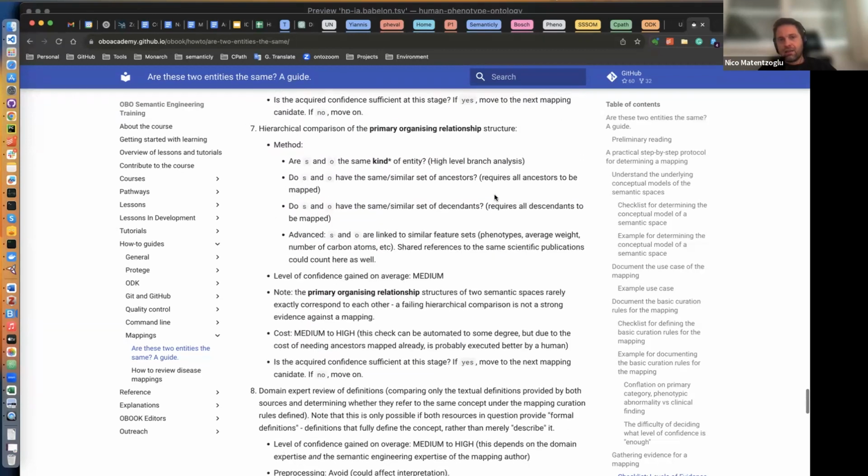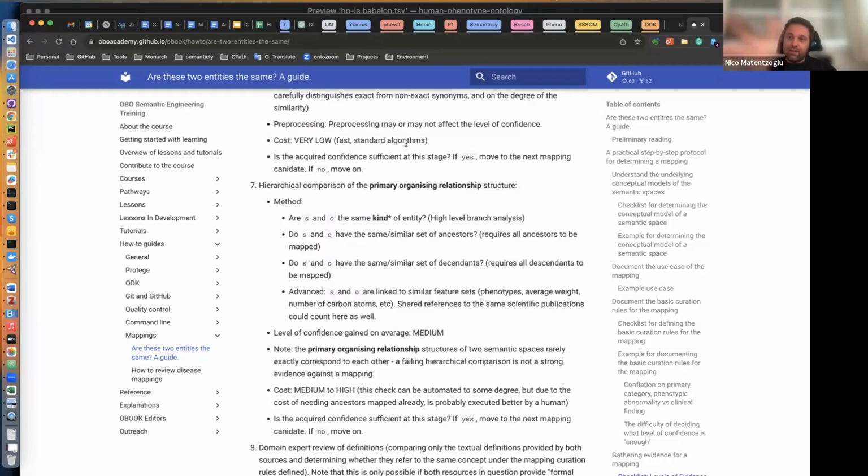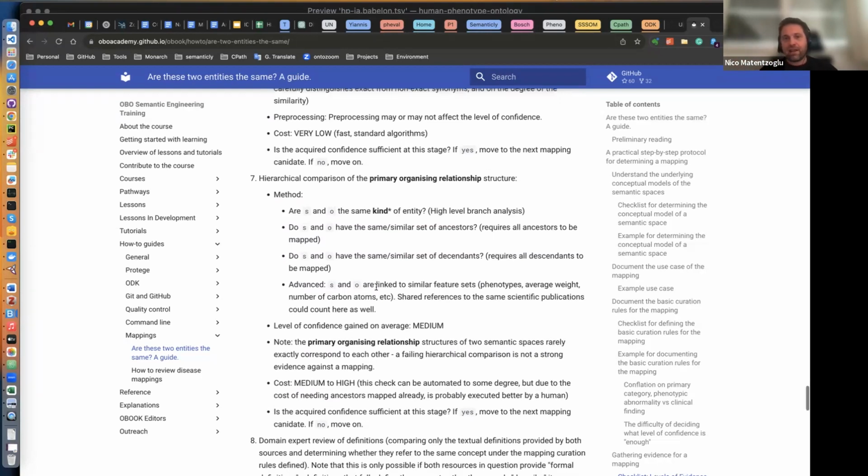There are thousands of different techniques that you could use to collect evidence for and against the mapping. You can just ask ChatGPT and say, is this a good mapping? And ChatGPT says yes. And you say, how confident are you? And it would say 0.9. And then you can put this here as well. So all of that is of course possible.